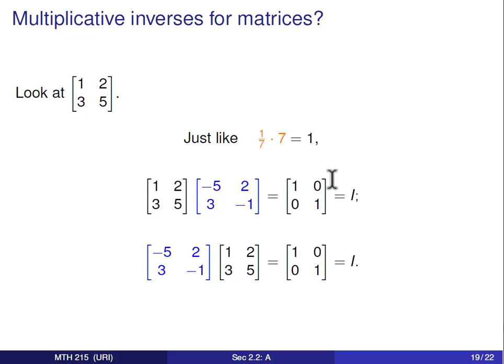Now, the thing we saw about the identity matrix is that when you're multiplying matrices, the identity has the property like 1. 1 times any number leaves the number alone, and the identity times any matrix leaves the matrix unchanged. So just like 1/7 was useful in solving equations involving 7, maybe we can use this -5, 2, 3, -1 to help us in solving equations that involve 1, 2, 3, 5.